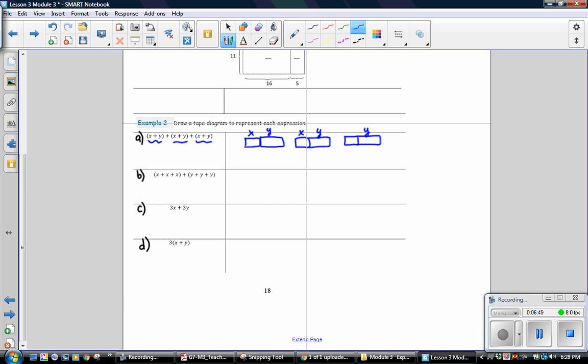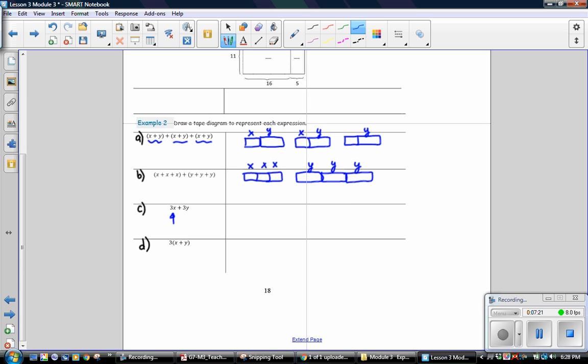Next, draw a tape diagram to represent x plus x plus x plus y plus y plus y. So we'll have x plus x plus x plus y plus y plus y. X plus x plus x plus y plus y plus y. See, 3x plus 3y. Now 3x is one term.